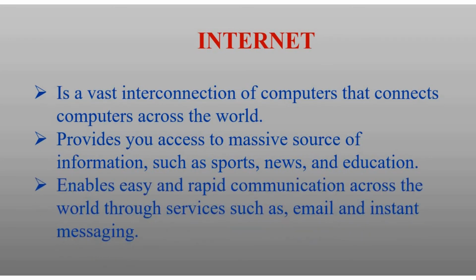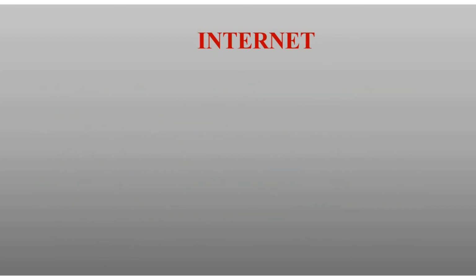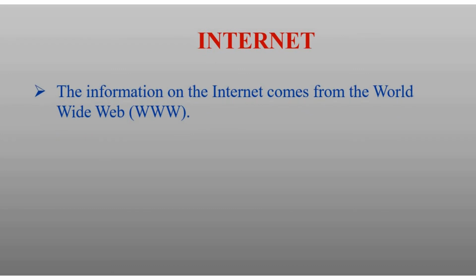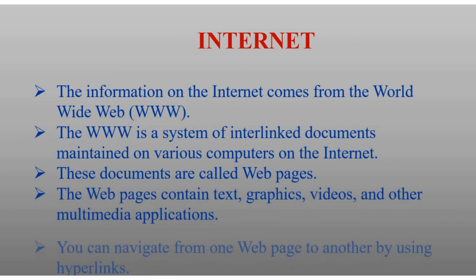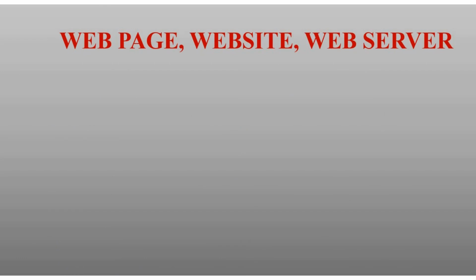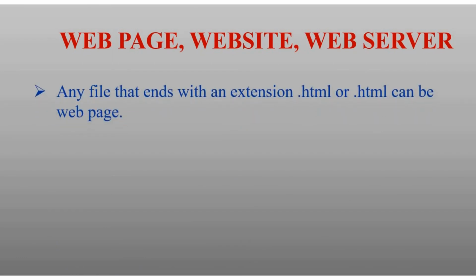So this World Wide Web is nothing but a system of interlinked documents maintained on multiple computers over the internet, right? So these documents can be called web pages. The World Wide Web is a collection of interlinked documents, and these documents can be considered web pages. Literally, a web page is any file that ends with the extension .htm or .html, right?